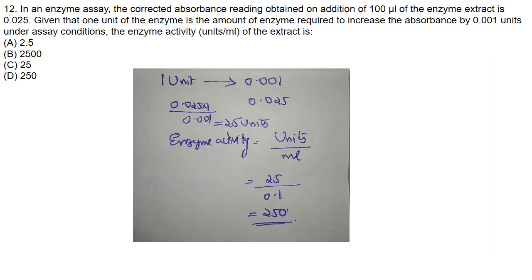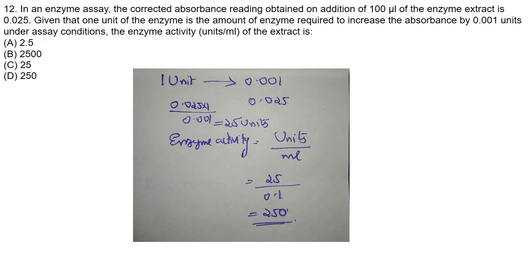Coming to the first question. In an enzyme assay, the corrected absorbance reading obtained on addition of 100 microliter of enzyme extract is 0.025. Given that 1 unit of the enzyme is the amount of enzyme required to increase the absorbance by 0.001 units under assay conditions, the enzyme activity units per ml of the extract is. So 1 unit is the amount of enzyme required to increase absorbance by 0.001. So 0.025 is how many units? 0.025 divided by 0.001, that is 25 units.